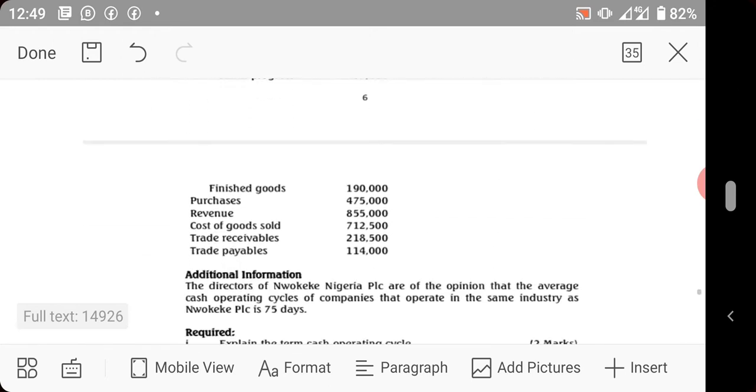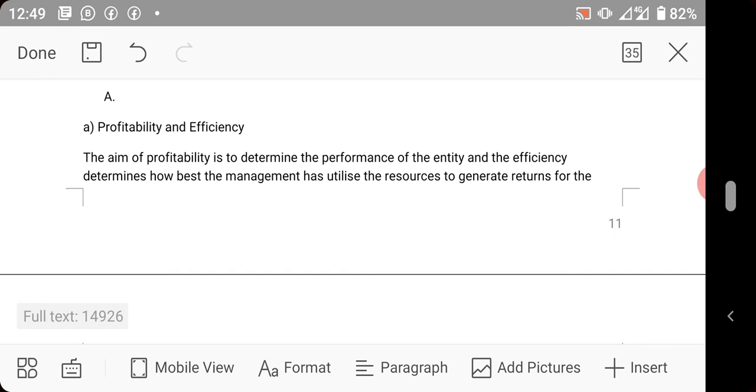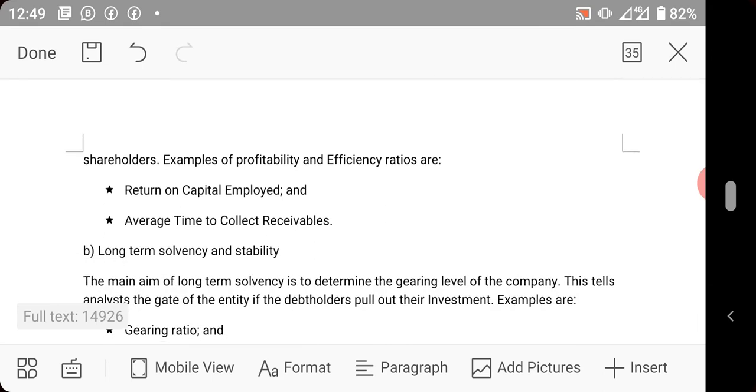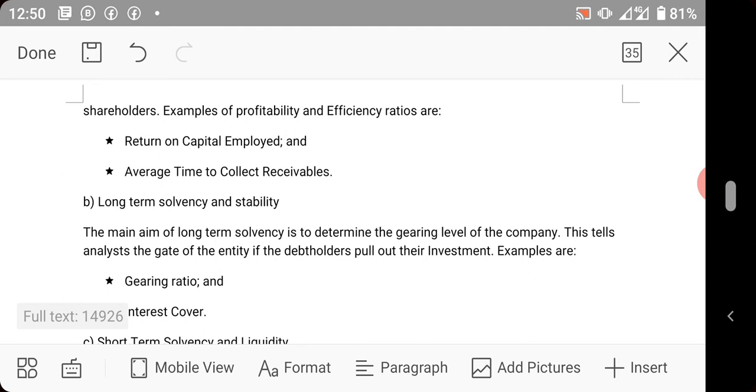8 marks. So we go to the solution: profitability and efficiency. The aim of profitability is to determine the performance of the entity, and the efficiency determines how best the management has utilized the resources to generate returns for the shareholders. Examples of profitability and efficiency ratios are return on capital employed and average time to collect receivables. Now we move to B, long-term solvency and stability.